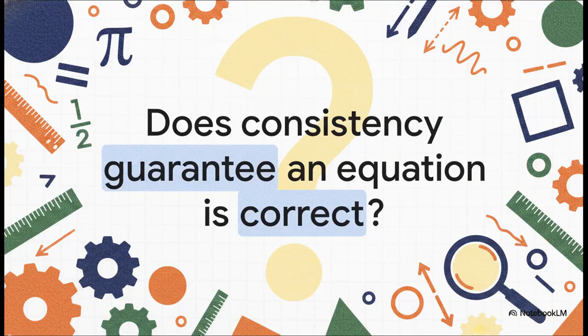Which leaves us with this final, kind of provocative question. If your equation passes the dimensional consistency test, does that guarantee it is exactly correct? Well, the answer is no. While a wrong dimension guarantees your equation is incorrect, a dimensionally correct equation might still be missing an essential dimensionless constant, like a 1/2 or a 2 pi. Dimensional analysis is a remarkably powerful tool, but it doesn't do all the work for you.